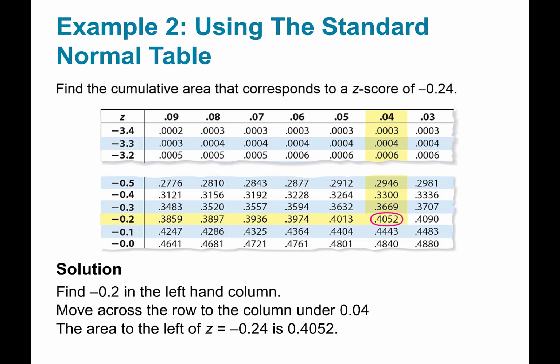Same idea. We go down our first column, and in this case it's going to be Table A because it's a negative value. So go to negative 0.2, go across the top row to 0.04, and follow to where that row and column intersect, and you get 0.4052. So that's our area to the left. Or remember, this is the same thing as saying the probability that z is less than or equal to negative 0.24 is 0.4052.